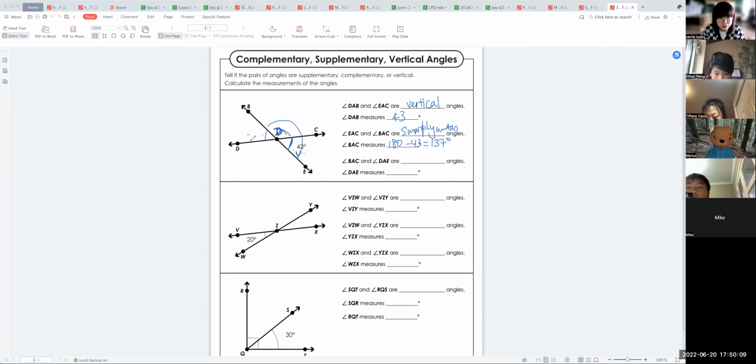Okay, so BAC and DAE. And the DAE are what angles? Are they vertical, supplementary, or complementary?